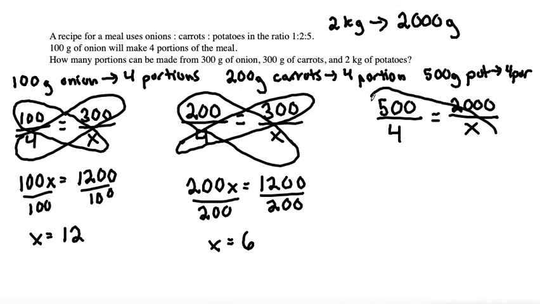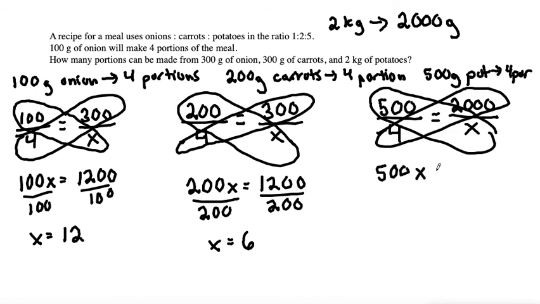So one more time, we use our butterfly cross multiplying strategy, and we get 500x is equal to 4 times 2,000 is 8,000. To finish solving for x, we divide both sides by 500, and we get that x is equal to, grabbing my calculator, 8,000 divided by 500 is equal to 16. So with those 2 kilograms of potatoes, we can make 16 total portions.